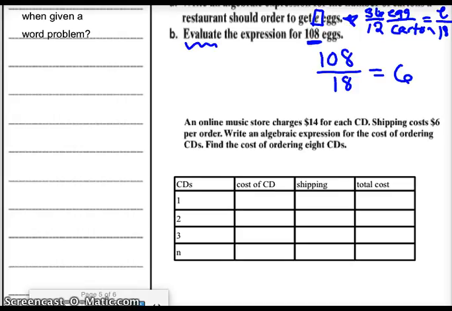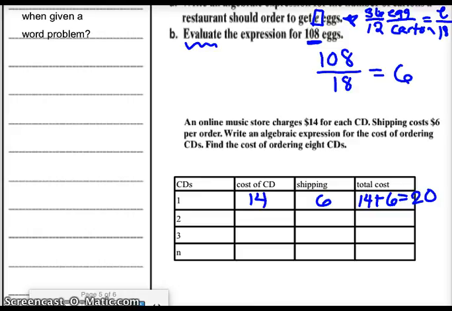Okay, final word problem example. An online music store charges $14 for a CD. Shipping costs $6 an order. My goodness. Write an algebraic expression for the cost of ordering CDs. Find the cost of ordering 8. Okay, so if I have one CD, the cost is $14. The shipping is 6. So the total cost is 14 plus 6, which is 20.